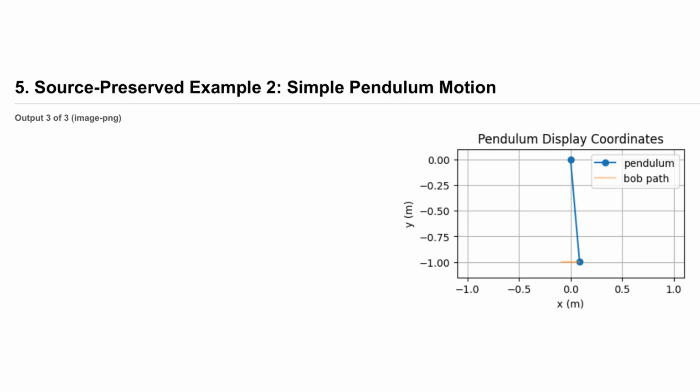The second pendulum plot shifts our perspective to the actual spatial coordinates of the system. The blue line and marker represent the physical pendulum string and bob anchored at the origin, while the faint orange arc highlights the path of the bob. Locking the aspect ratio to equal ensures that this arc represents a true physical circle segment.